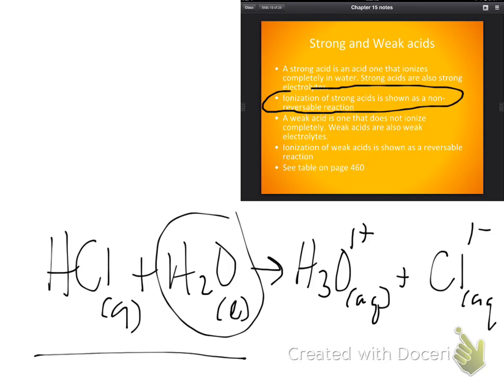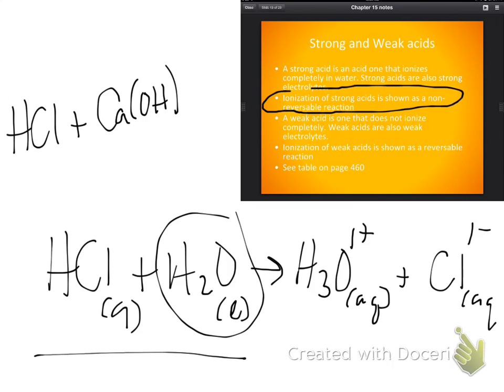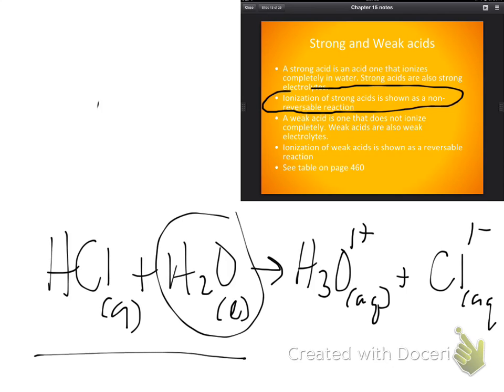Through water, forming hydrochloric acid. Now they have a liquid hydrochloric acid that they can deal with, and they can also introduce the hydrochloric acid to, hey, meet my friend calcium hydroxide. We're going to do this a little bit later today. Okay. So this is shown as a non-reversible reaction because of the fact that it's a strong acid.